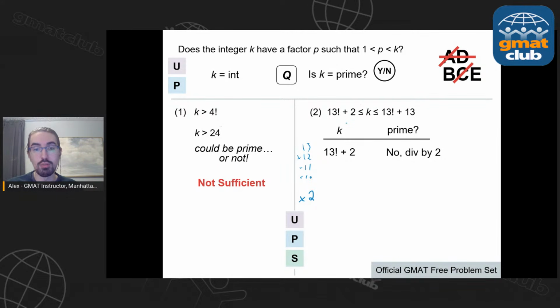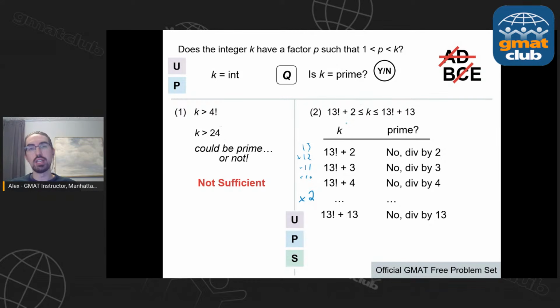And the same thing is true for adding 3. We knew this number was divisible by 3, and we added 3 to it, which makes it another divisible by 3 number. And this continues all the way down the line, and that's the reason why they stopped at 13. So we know that all the numbers in this range are all divisible by whatever thing we are adding, because 13 factorial is divisible by everything between 1 and 13. So this ends up being sufficient. Answer is B.